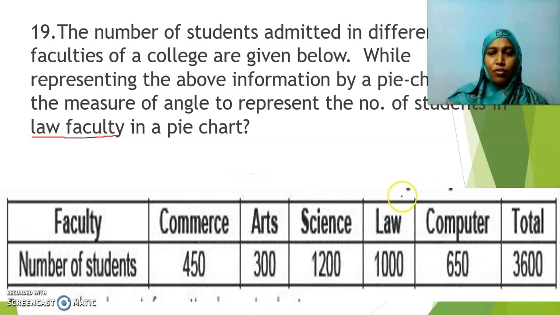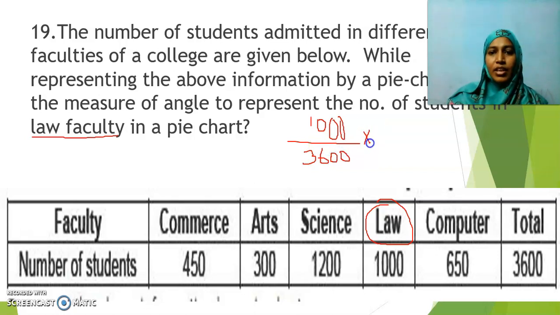I am just asking you to find the measure of the angle for the sector representing how many students are admitted in the department of law. How many students have been admitted? 1000 students. How many total students have been admitted? 3600. To convert this into an angle, by which should I multiply?